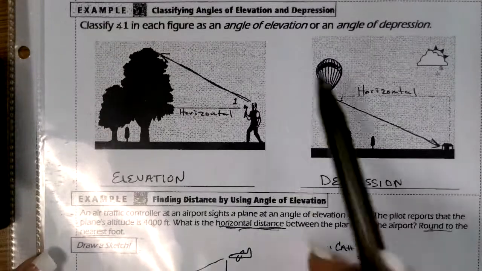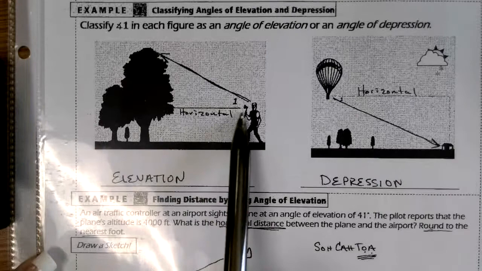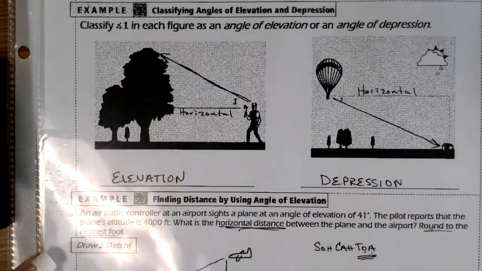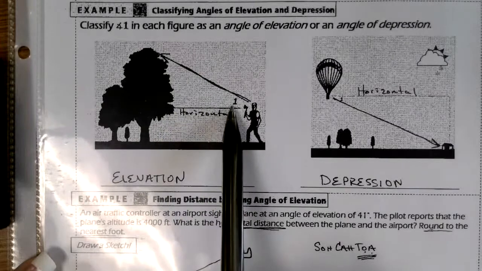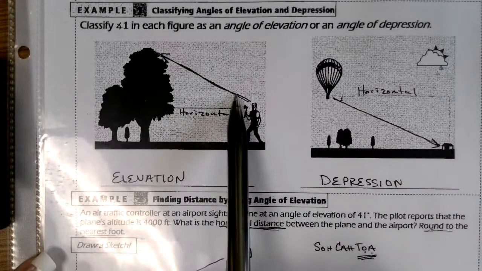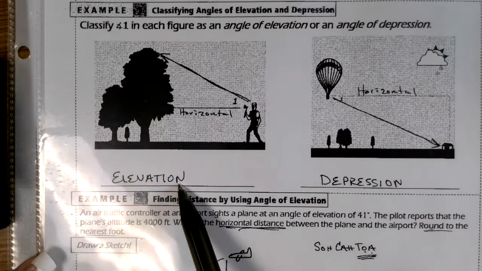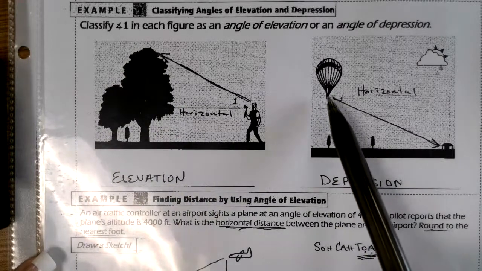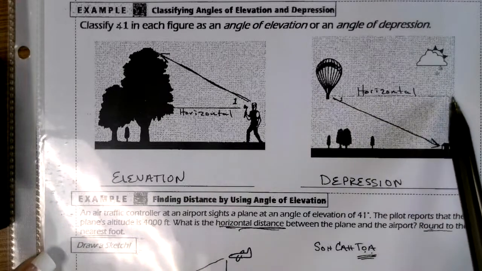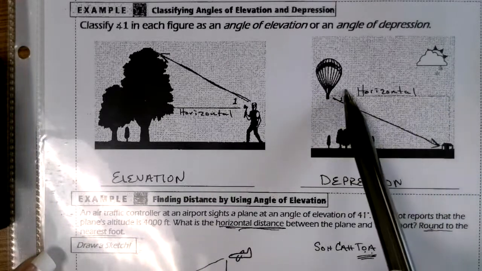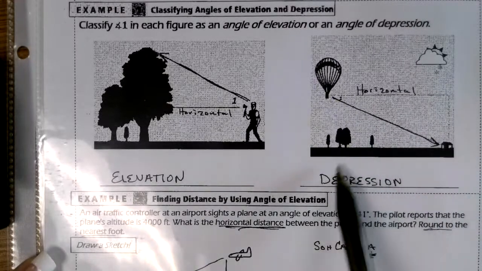So when you look at creating that angle of elevation or angle of depression, your line of sight looking straight ahead is creating that horizontal. If your angle is above that line, like you're looking up to the top of the tree, then you have an angle of elevation. If you are in, say, a hot air balloon, you're looking straight out, that's creating your horizontal line. And then you are looking down at something on the ground, you are creating an angle of depression.